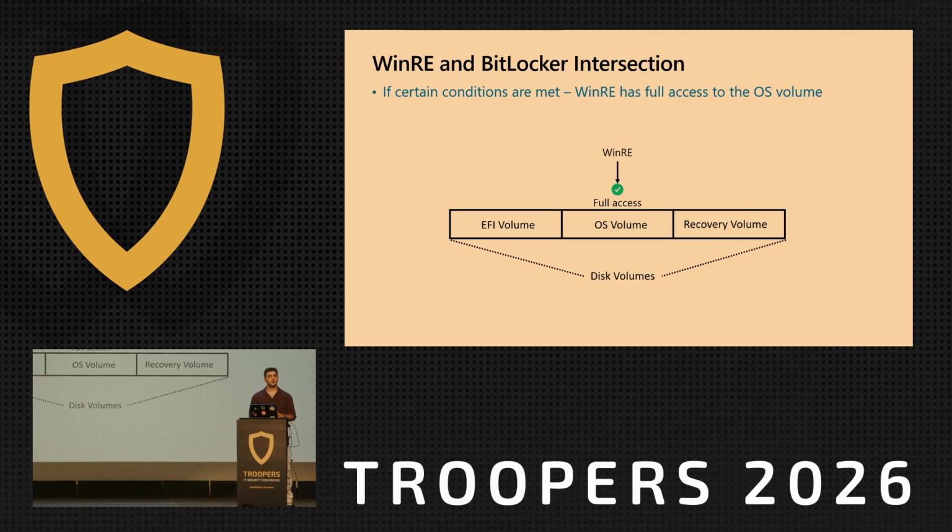From a physical attacker's perspective, this is where the intersection of WinRE and BitLocker gets interesting. Under certain conditions, WinRE is allowed to fully access the BitLocker protected OS volume. And if WinRE has full access to a BitLocker protected volume, then any vulnerability in WinRE could potentially be leveraged to extract the protected data. But the access that WinRE gets isn't unconditional. It depends on specific safeguards that are being put in place.